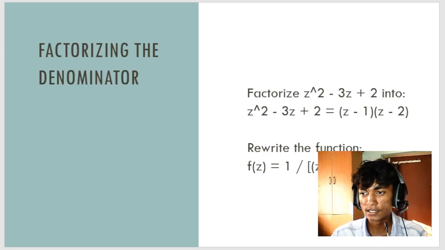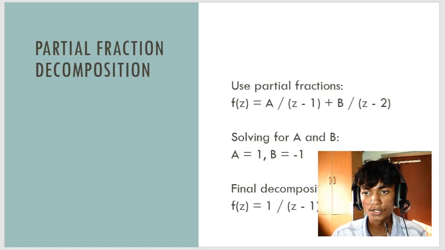Factorizing the denominator: z² - 3z + 2 = (z - 1)(z - 2). Let's rewrite the function as f(z) = 1/((z - 1)(z - 2)). Partial fraction decomposition: let's use partial fractions, f(z) = A/(z - 1) + B/(z - 2). Solving for A and B, we get A = 1 and B = -1. The final decomposition is f(z) = 1/(z - 1) - 1/(z - 2).